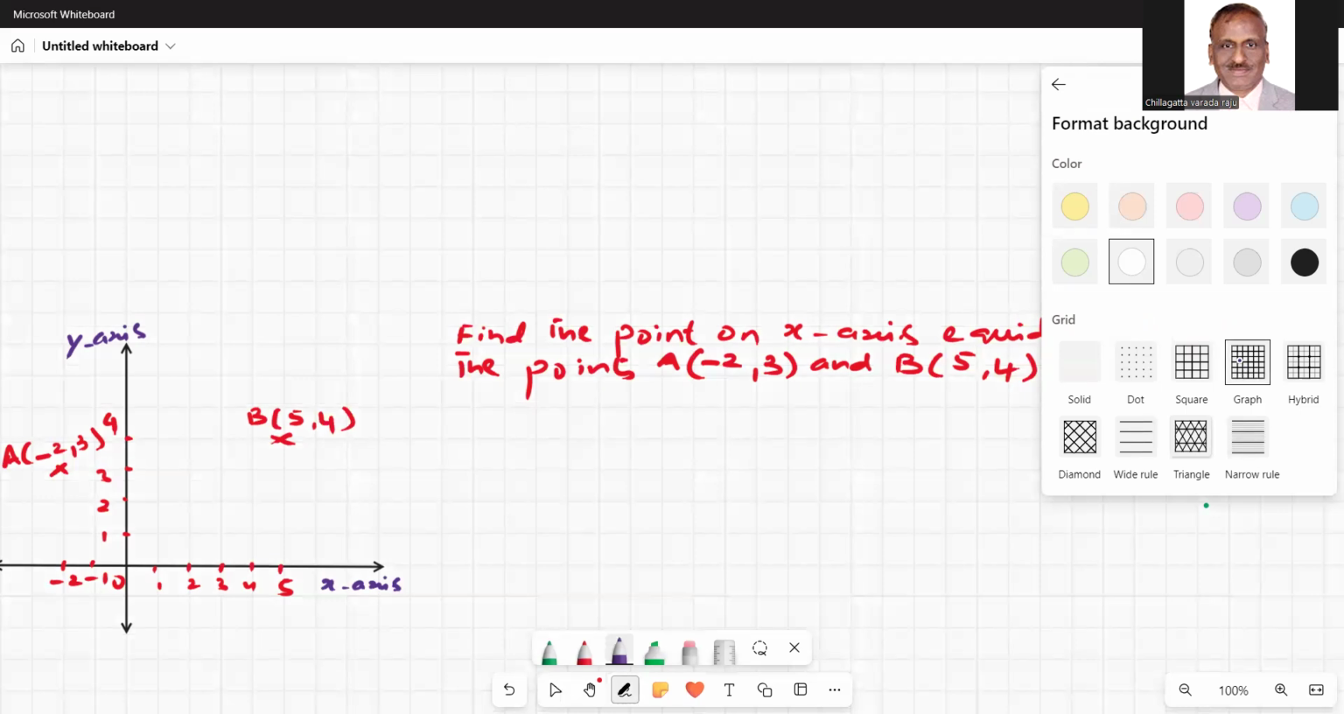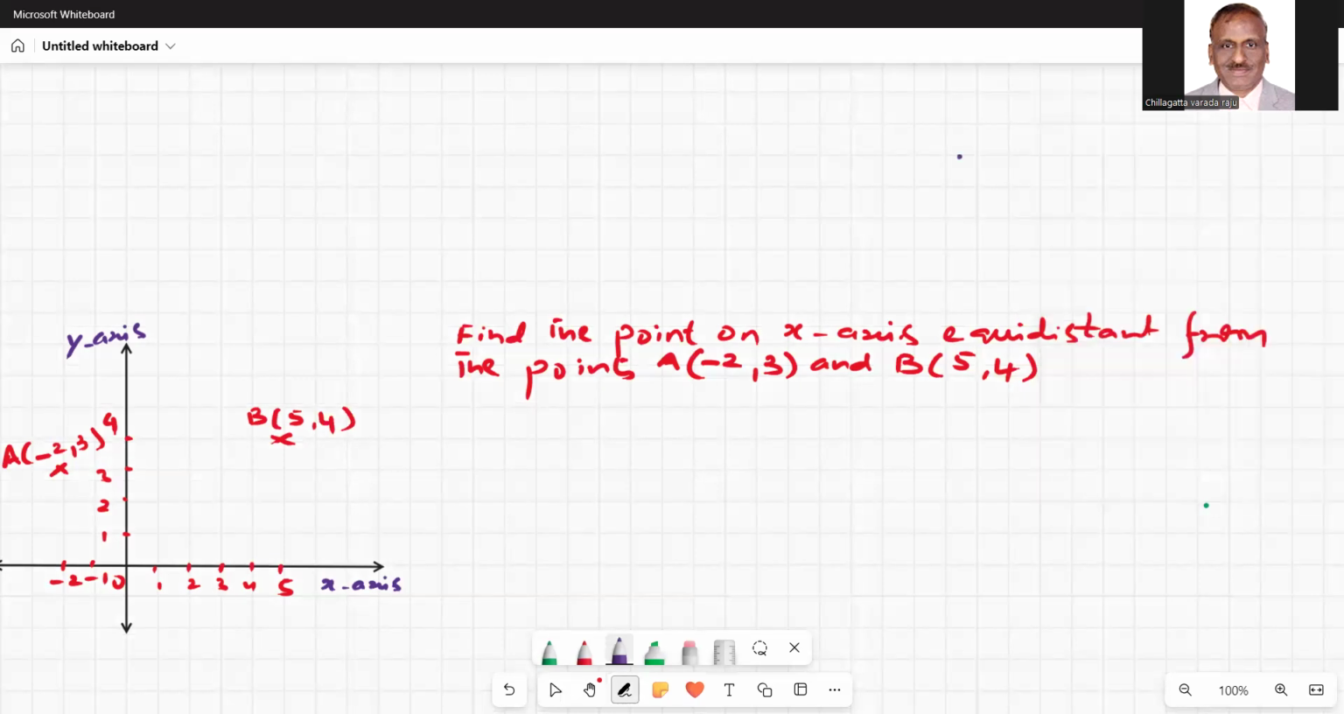So the question given to you is: find the point on x-axis equidistant from the 2 points given to you. Point A and point B, both I plotted here. Point A is minus 2, 3. Point B is 5, 4. There is a point P somewhere on the x-axis. Where that point P is lying on the x-axis, we don't know.